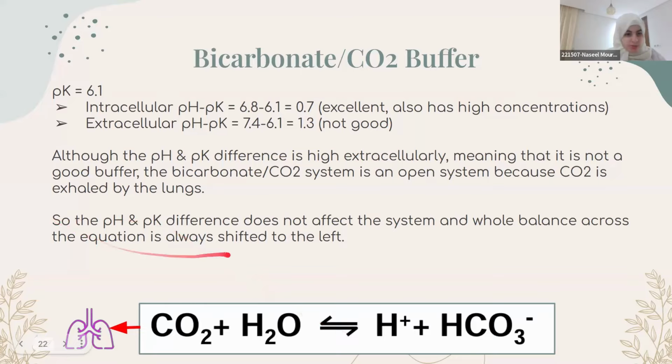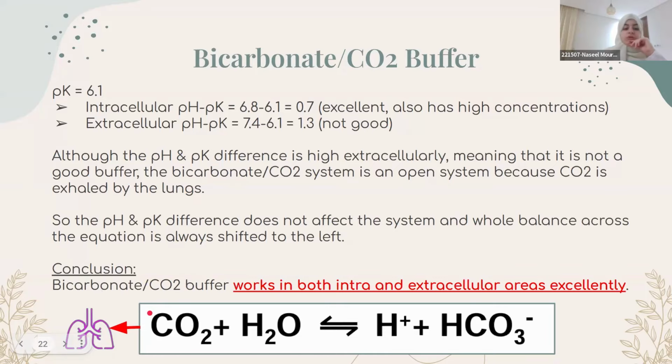So again, the pH-pK difference does not affect the system, and the whole balance is always going to be shifted towards the left side. Now, why is that? Remember from chemistry, if something is always excreted out, then the whole equation would be attracted to go to that side to make more of this. So in other words, carbon dioxide is always exhaled, so these two would always want to make more carbon dioxide. All right. Now, obviously, this is different in cases if we have high carbon dioxide in the body, and we'll see those later on.